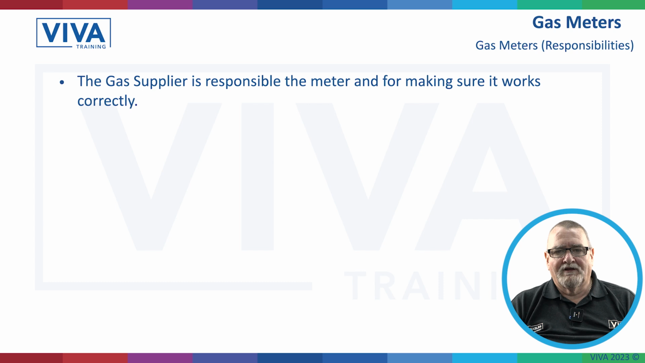So it's the gas supplier's responsibility for the meter and making sure it works correctly. So you as a gas engineer, if you go out and you've got a suspicion that there's a problem with the gas meter, you'd need to get in contact with the gas supplier.